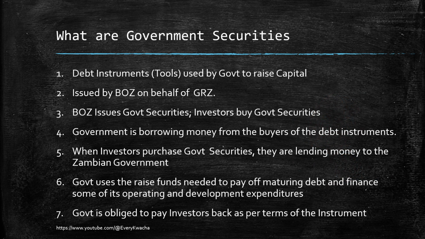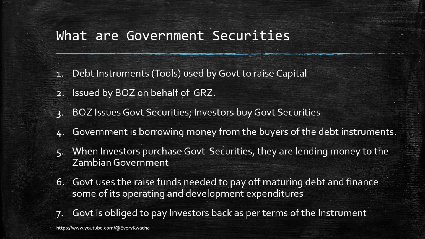So what are government securities? Government securities are debt instruments. The other word that is used is debt instruments. So these are tools that the Zambian government uses to raise capital. They are issued by the Bank of Zambia on behalf of the Zambian government.